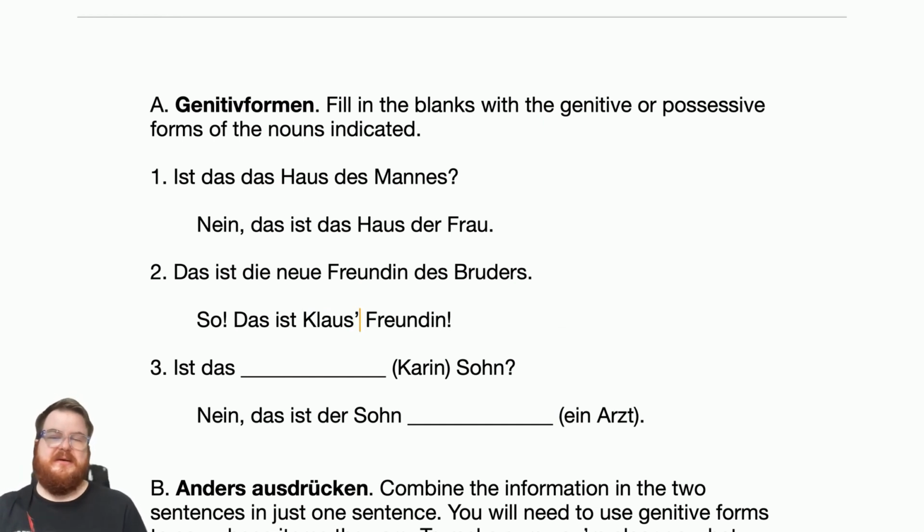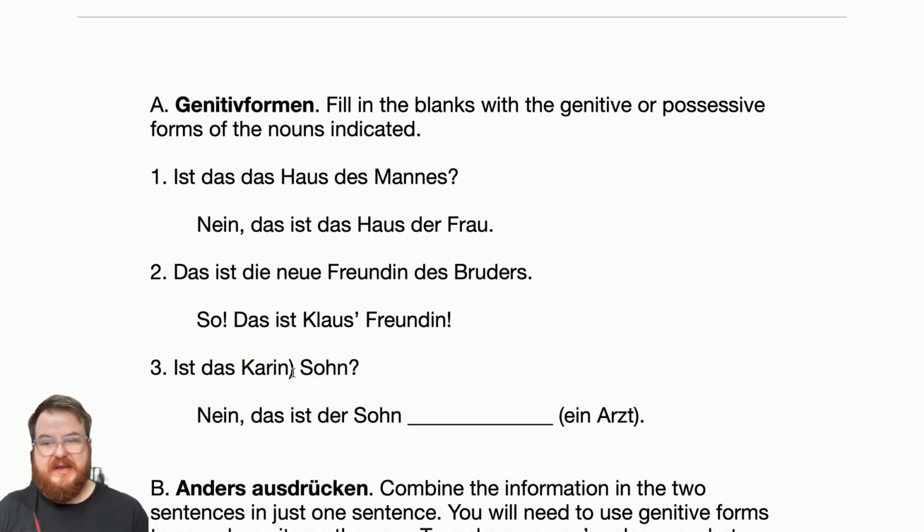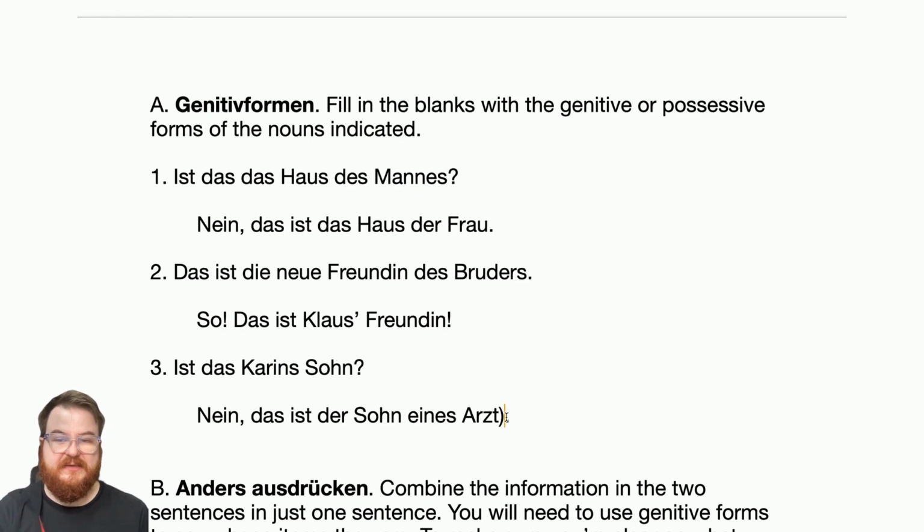You need an apostrophe because the name Klaus already ends in an S. So the word order is fine, but because it ends in an S, we need an apostrophe on the name. Ist das Karin's? So we're going to put an S on it to show possession. Word order is fine. We don't need to change it. Ist das Karin's Sohn? We don't put an apostrophe this time because Karin, the name, doesn't end in an S naturally. Nein, das ist der Sohn eines Arztes.